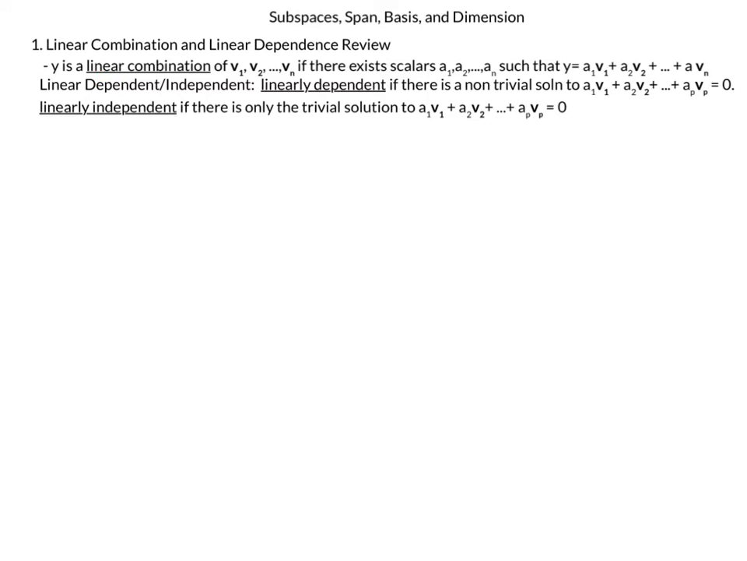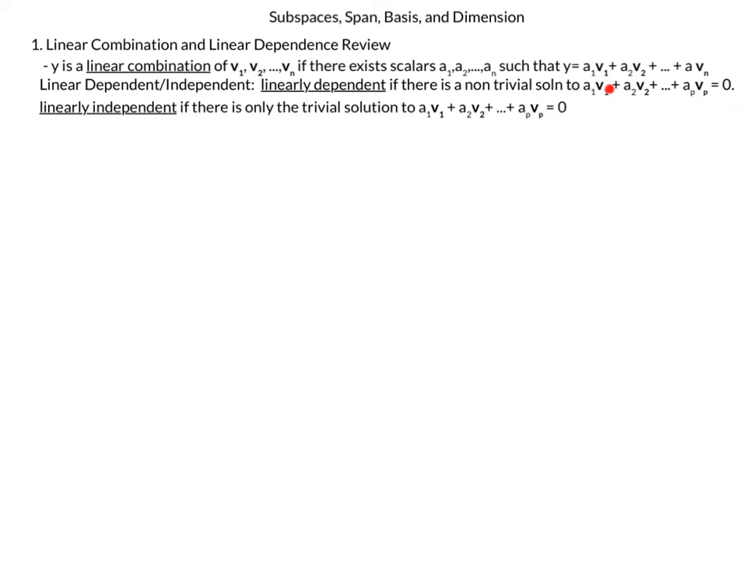Then we have the definition of linearly dependent and independent. A set of vectors is linearly dependent if there is a non-trivial solution to this equation here. So it's a linear combination of your vectors and you set it equal to 0. If there are scalars a1, a2 up to ap that satisfy this equation so that the linear combination is equal to 0, your vectors are considered to be linearly dependent. And if you recall from our last video, if they're linearly dependent, that means you can write one of the vectors in terms of the other ones.